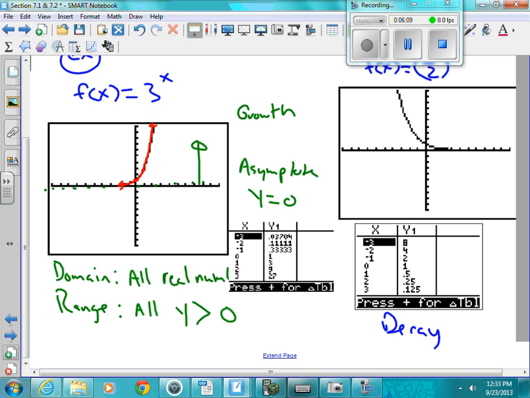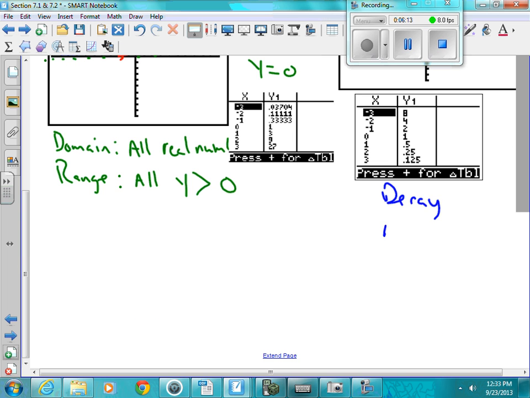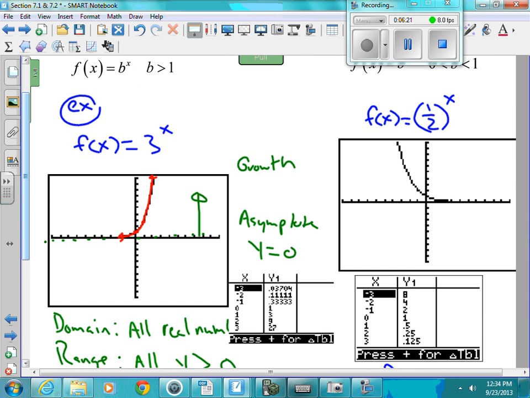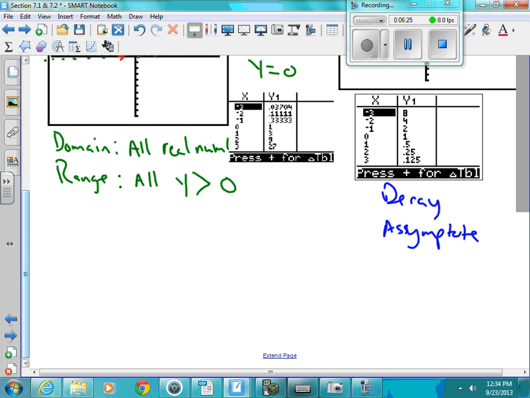Okay, we're looking for the asymptote line. Do we move it up or down? Is there anything being added or subtracted outside of 1/2 to the x? There's not. So the asymptote is y equals 0. Our domain, there's still no limit on what we can plug in, so it's still all real numbers.